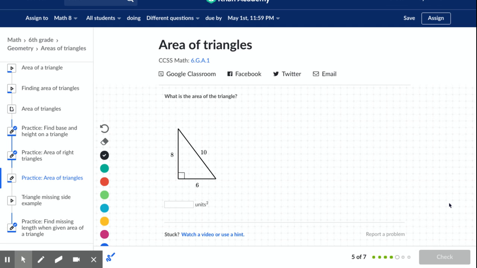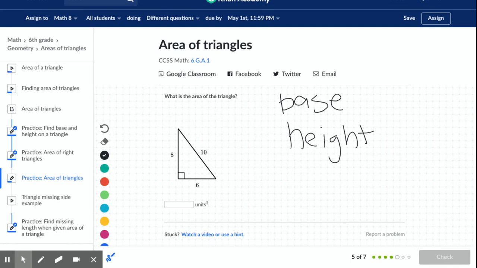There are two different types of triangles we're going to look at. We're going to look at right triangles like this one here in this first problem, and we're going to look at non-right triangles, which I'll point out when we get to them. So the important thing to remember about finding area of triangles is that we need two measurements to do this. We need the base and we need the height.